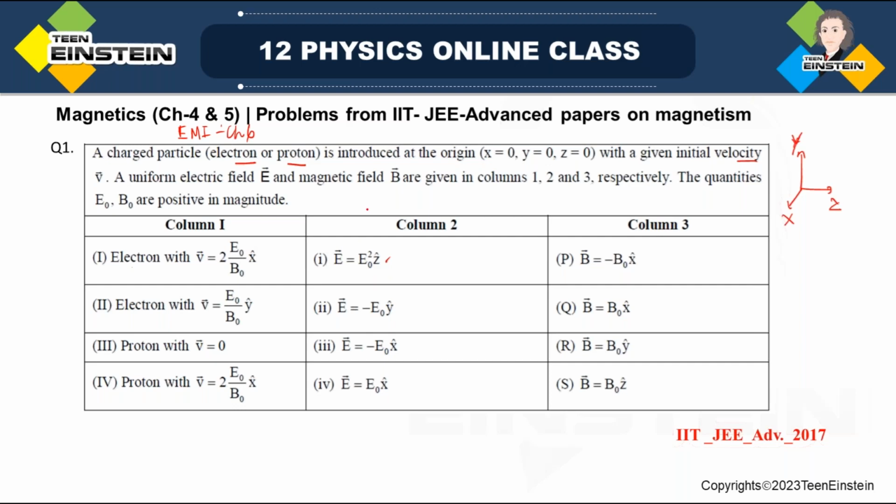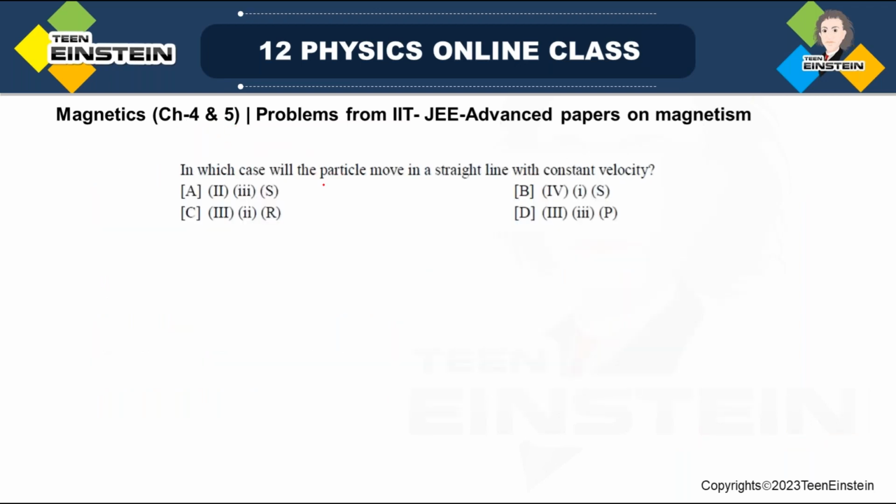So we will have 3 questions related to this table, which we have to match. Suppose I have to match this column with this column. Look at this question: in which case does the particle move in a straight line with constant velocity? In which case does the particle move in a straight line with constant velocity?